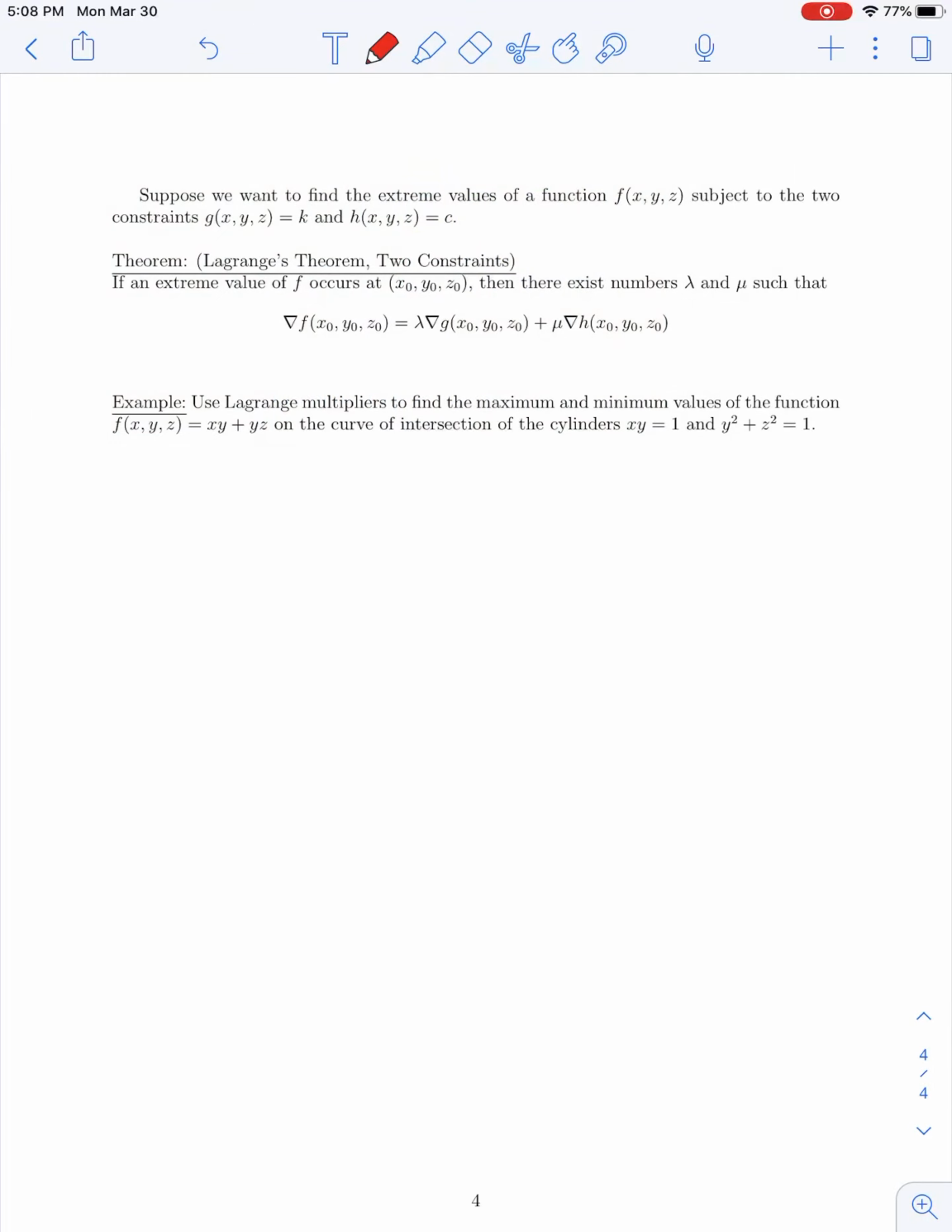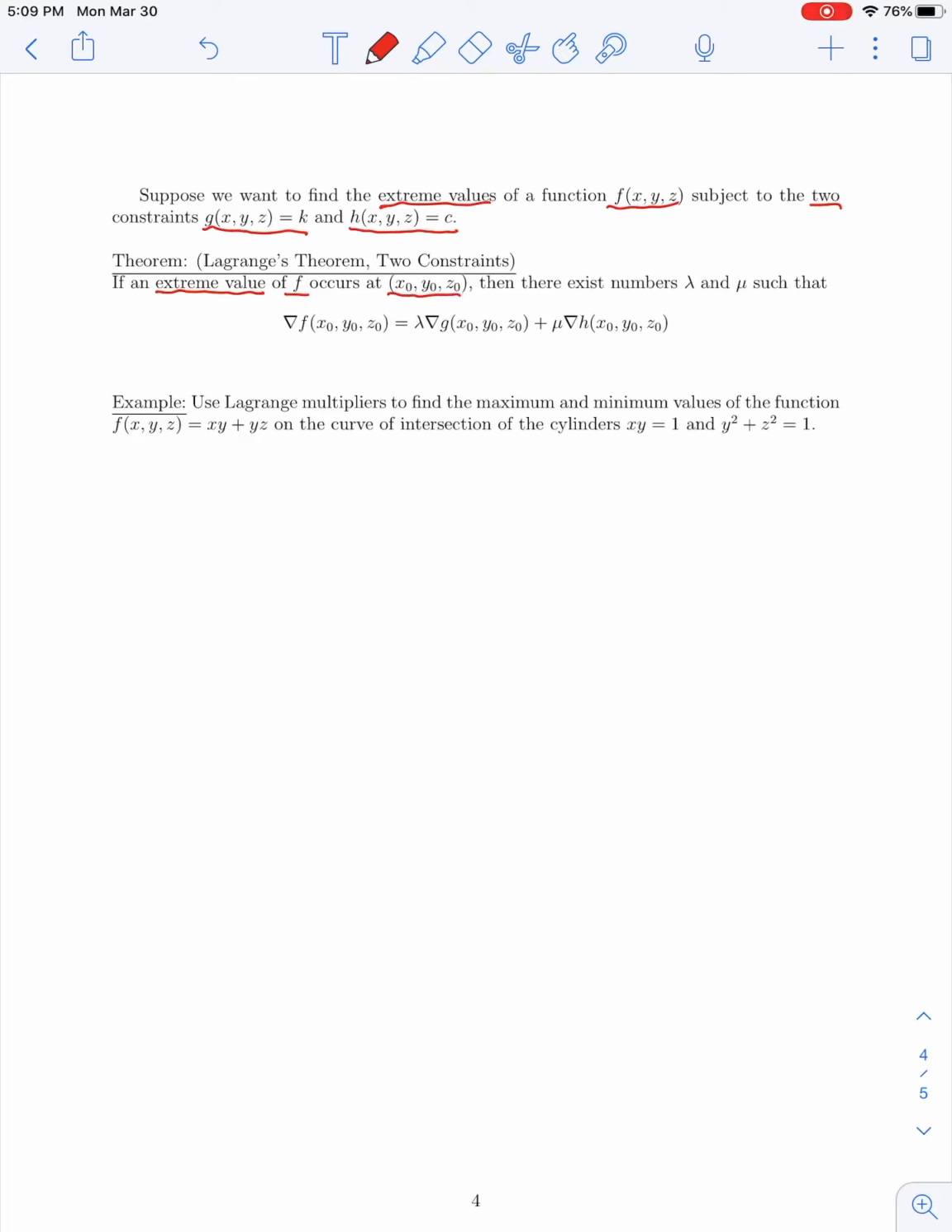In the first two examples that we've been considering, we are trying to optimize a function of 3 variables subject to a single constraint. In some examples, we might be trying to find the extreme values of a function f subject to 2 constraints. So maybe something of the form g of x, y, and z is equal to k, and we have a second constraint, another function h of x, y, and z, that has to equal a different constant. So we have a method of Lagrange multipliers for the event that we have 2 constraints.